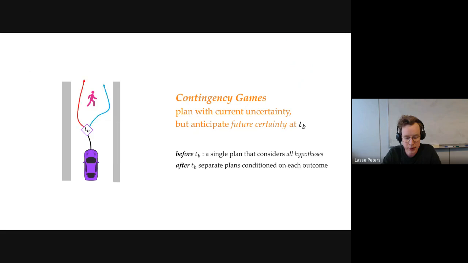And then starting from TB, we have separate conditional plans, each of which is conditioned on the possible outcomes that we may observe at TB. And since this is still cast as a game, this conditional plan is tightly coupled with the different human predictions under each of the intents.